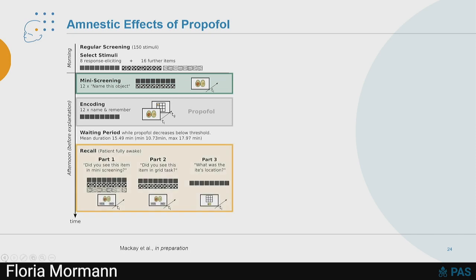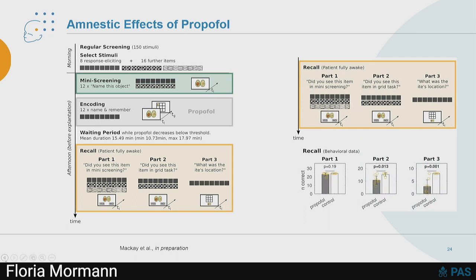So as soon as we're done with that, we stop the propofol, we wait till the estimated target concentration drops below a certain level, and then we have 3 recall phases. In part 1, we now add the 8 pictures that we haven't used yet in order to figure out whether they still remember what they saw in the mini screening, the green task. Next we ask if they know which of the 8 stimuli were in the grid task. And then finally, we ask for those 8 stimuli if they remember the position. And then we repeat the same thing the next day when the electrodes are already gone to have a control.